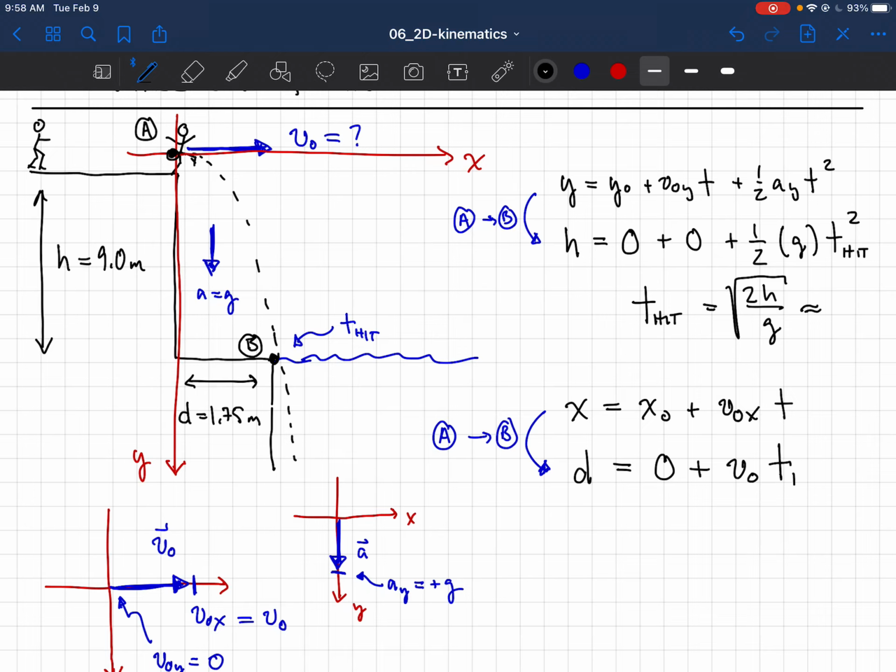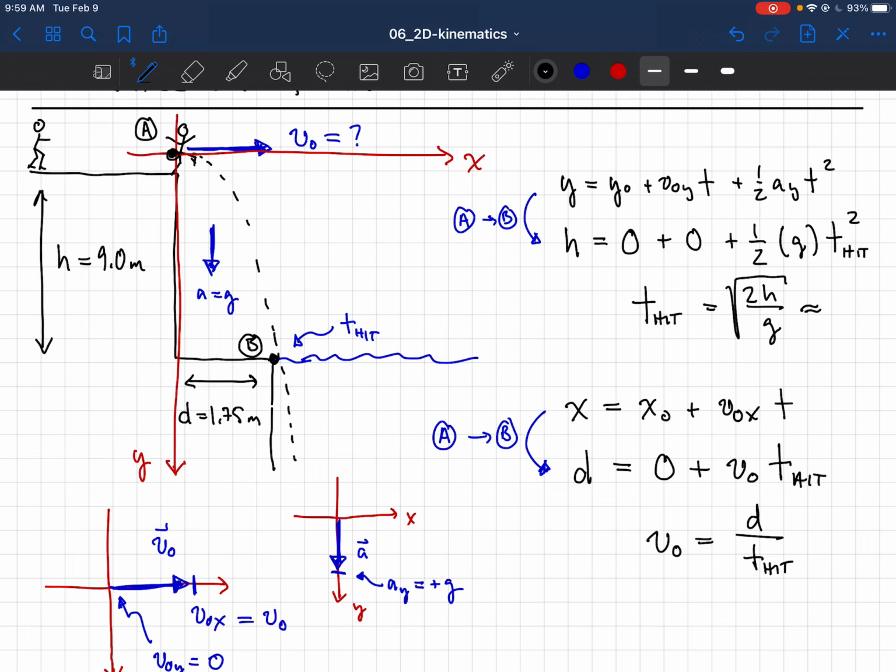Well, that's exactly what we called t hit. So what can I do? Well, I know d. From above, I know what t hit is, so v0, the speed, is my only unknown. So it looks like I'm done with the problem. We have v0 equal to d over t hit. So let's plug in our numbers and figure it out.